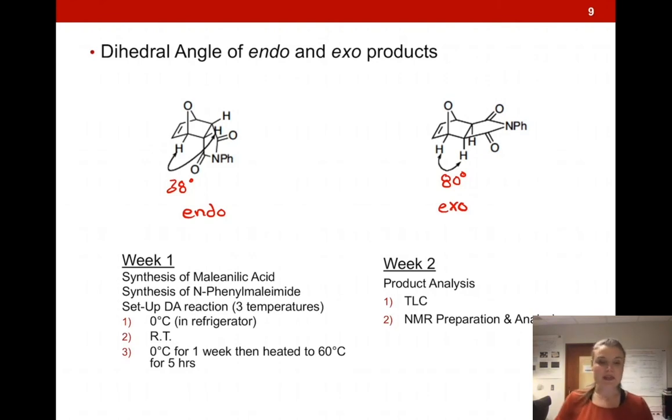This will be a 2-week lab, in which week 1 you will be synthesizing your products and setting up your Diels-Alder reaction. You will then be split into 3 groups for 3 different temperatures: 0, room temperature, and then 0 to 60 right before lab the second week. The week 2 will be dedicated to just working up your Diels-Alder reaction and then product analysis.